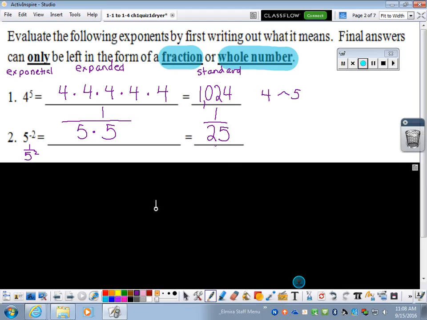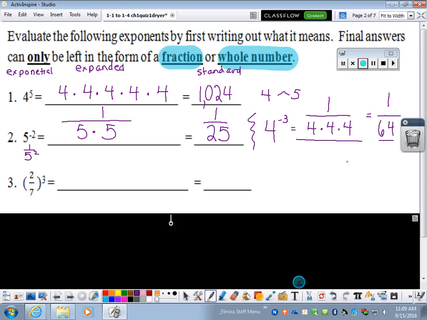Okay, let's do that one more time. Let's make up another problem to go with this. 4 to the negative 3rd power. So in expanded form, that would be 1 over 4 times 4 times 4. That's our expanded form. And in our standard form, it would be 1 over 64.